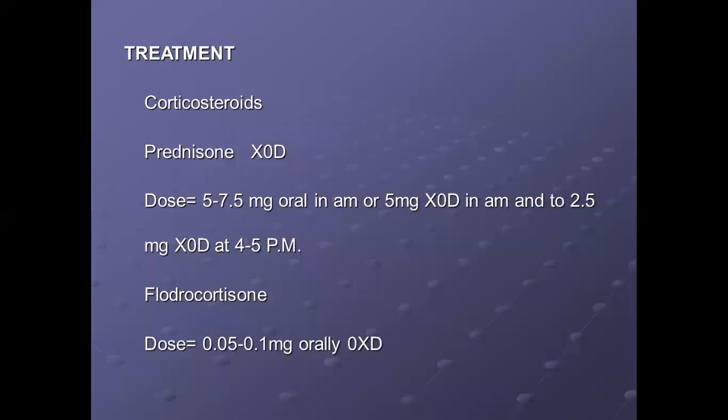That is, synthetic corticosteroids are given. If the patient is not an emergency and has a chronic problem, you have to give prednisolone daily or in divided doses. If the dose is 5 to 7 milligram daily, you give a single dose daily in the morning, or 5 milligram in the morning and 2.5 milligram in the afternoon at 4 to 5 p.m. And this dose is universal.